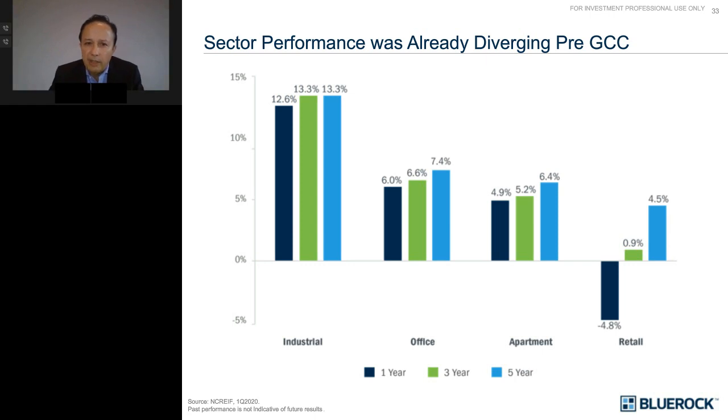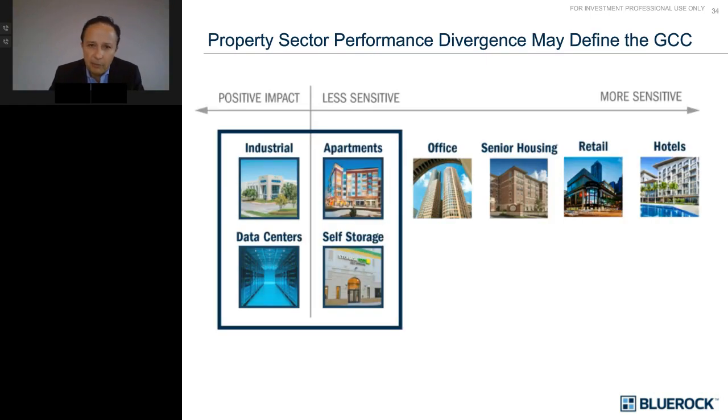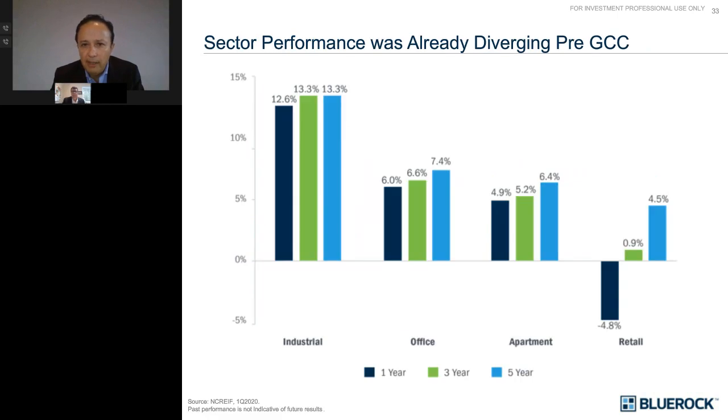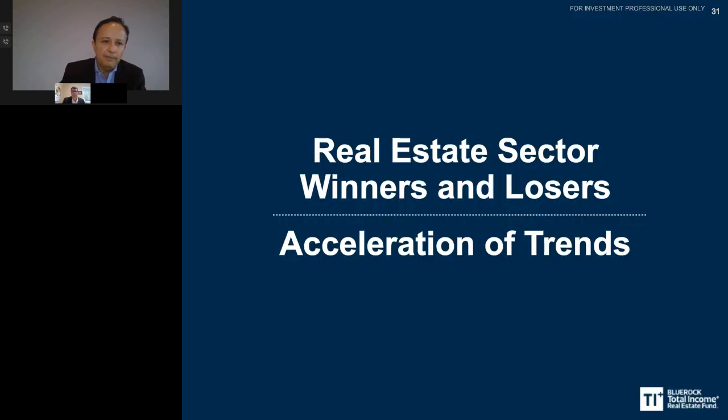What we like and what we're invested in is what you see on the left, which is positive impact, less sensitive. Industrial, apartments, data centers, and self-storage, along with life science. And we have no exposure to hotels. We have no B and C malls, some retail that's grocery anchored, and so on and so forth. So the type of real estate matters, but in general, real estate is a great addition. We think that it's relative value today, and it's a great addition to the portfolio.